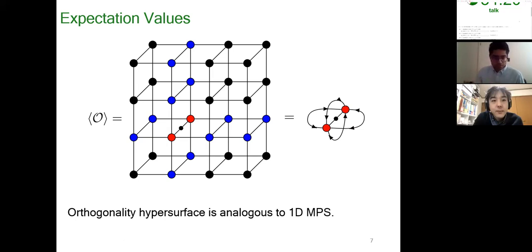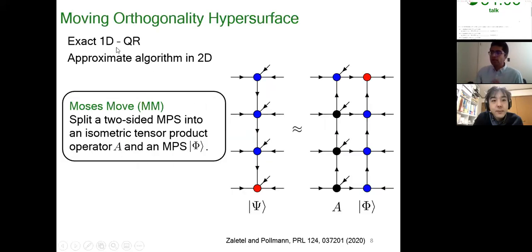But the question then arises: let's say we want to calculate a general expectation value that is not part of this hypersurface. What we need is an algorithm that allows us to move the orthogonality hypersurface freely through our isoPEPS. In one dimension, the orthogonality hypersurface is just the orthogonality center, and that can be moved exactly with a QR algorithm. In 2 dimensions, however, there is no exact algorithm, or at least we do not know of an exact algorithm that moves this orthogonality hypersurface around the isoPEPS.